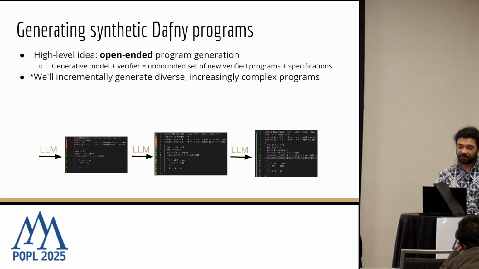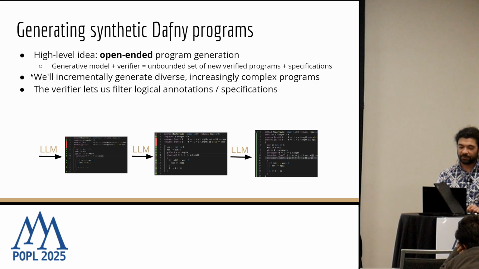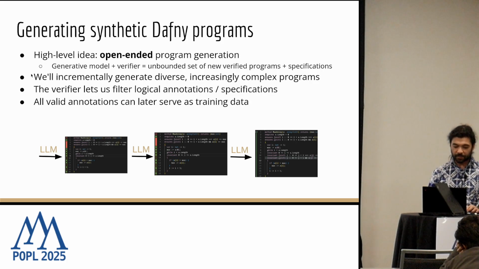So the idea is that we incrementally generate this set of programs, and the verifier will let us filter logical annotations and specifications that don't match, basically. And then after we do this and we collect a large number of programs, all of these examples can serve as training examples to fine-tune our model. And then we can see if that helps at all.